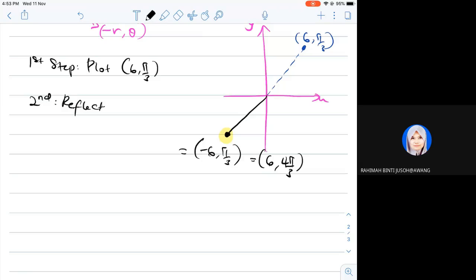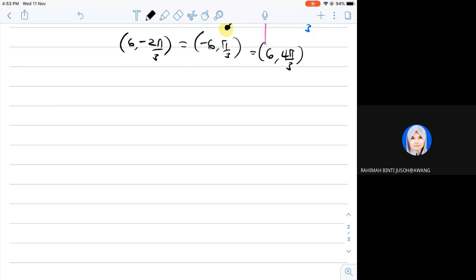How about if I consider a negative angle? What's the angle here? What's the angle, guys? Negative 2 pi over 3. Good, very good. So we will have another coordinate, 6, negative 2 pi over 3. All right. Understand? Okay, good.